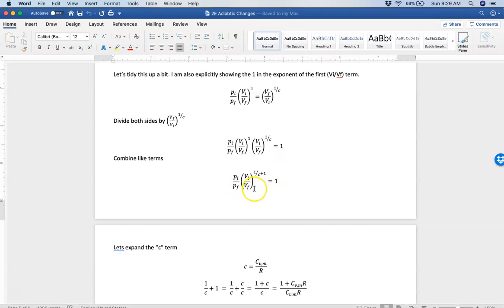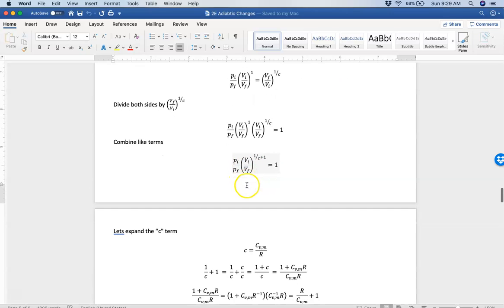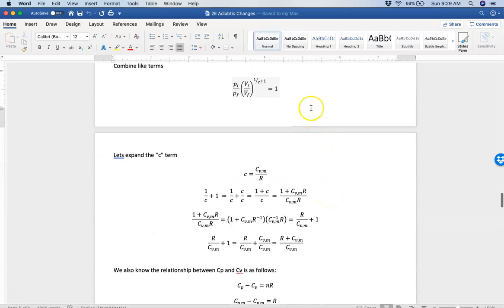So what we're going to do is combine like terms. So here are our like terms: there's our ratio of Vi over Vf, Vi over Vf. We're multiplying them together, but exponent rules mean we're going to add these two exponents together. And now you can see why I explicitly put down the 1. So I have 1 over c plus 1 for our ratio, and we've simplified and tidied up our terms a little bit, so it's a little easier to see and deal with.